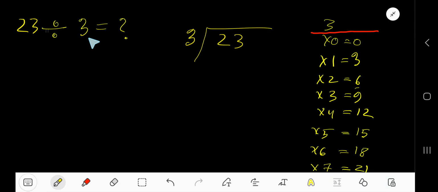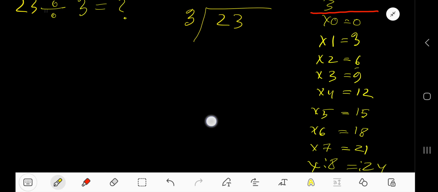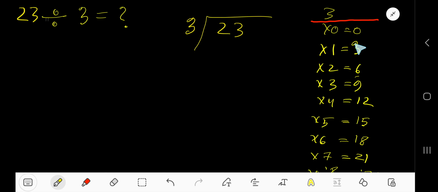23 divided by 3. Here 3 is a divisor, so we need the multiplication table of 3. 3 times 0 is 0, 3 times 1 is 3, 3 times 2 is 6, 3 times 3 is 9, 3 times 4 is 12, 3 times 5 is 15, 3 times 6 is 18. To find the multiplication table of 3, just add 3 to the previous step.